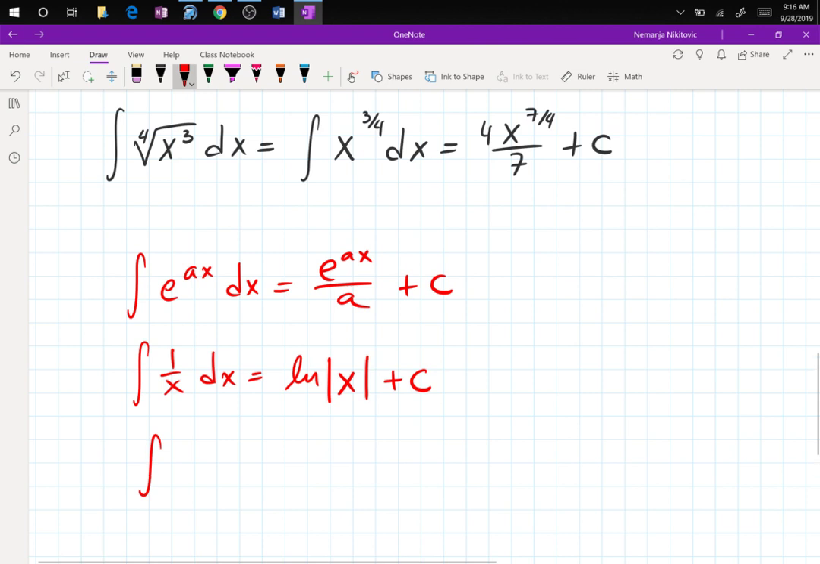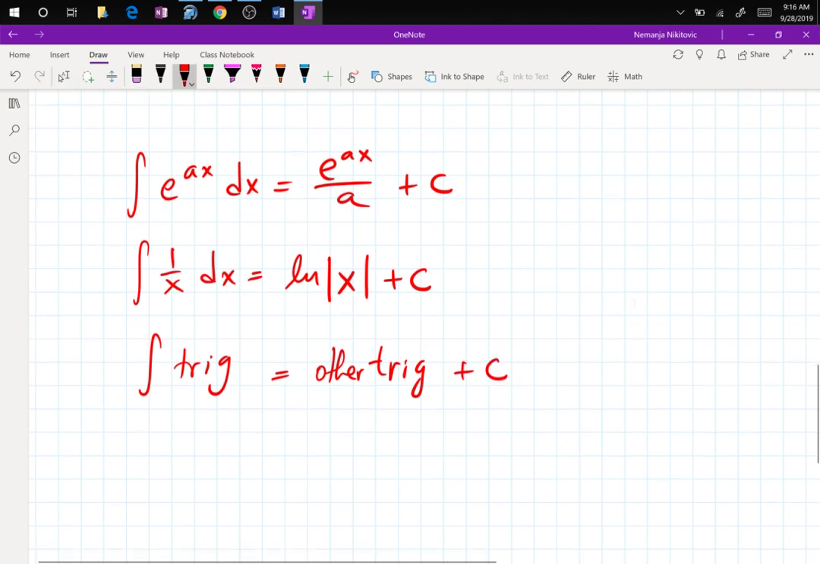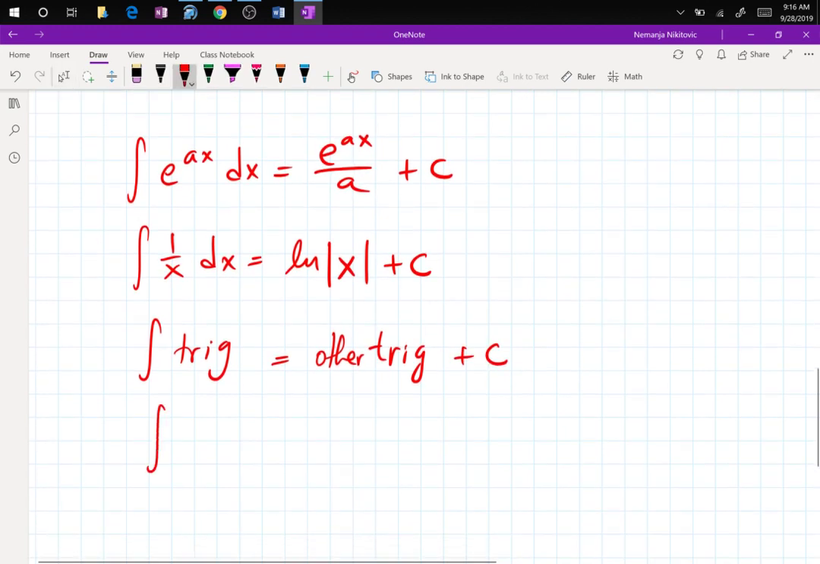Then we have the integral of trig functions, which is equal to other trig functions. There are 6 of them, plus c, all right? There are 6 of those. Integral of the constant k dx is kx plus c. That's a good one.